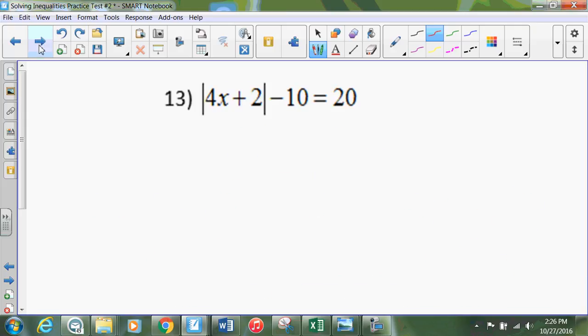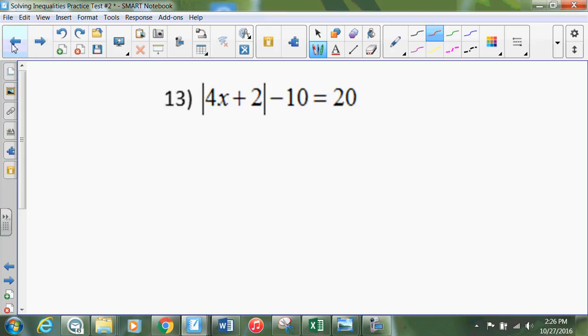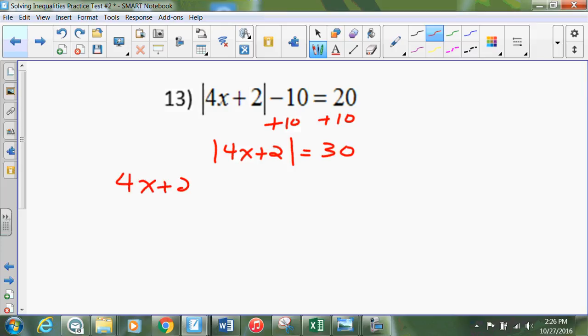Okay, and we've got another one, 13. How many of these absolute value ones do we have? Okay, lots. So let's keep practicing. We're going to go ahead and get our absolute value by itself. Then we're going to set up our 2 equations.